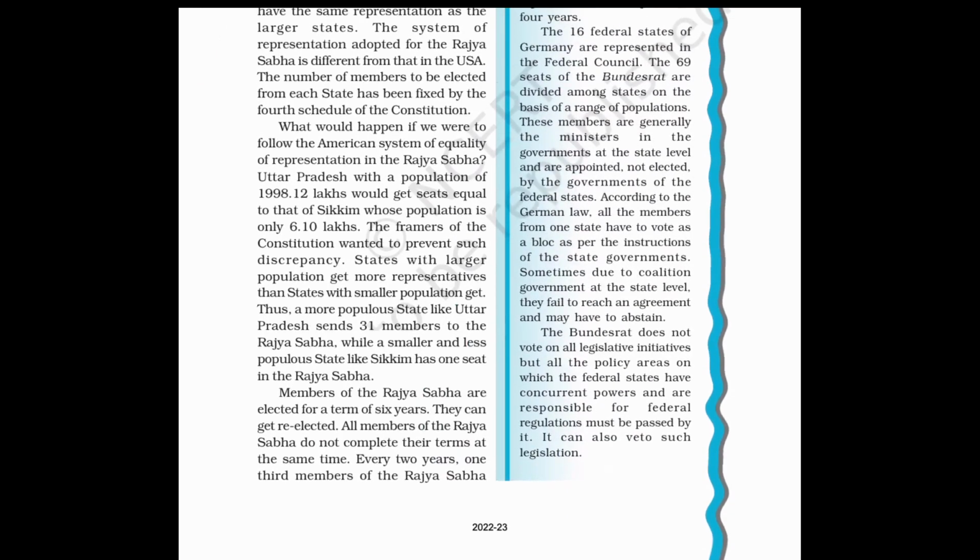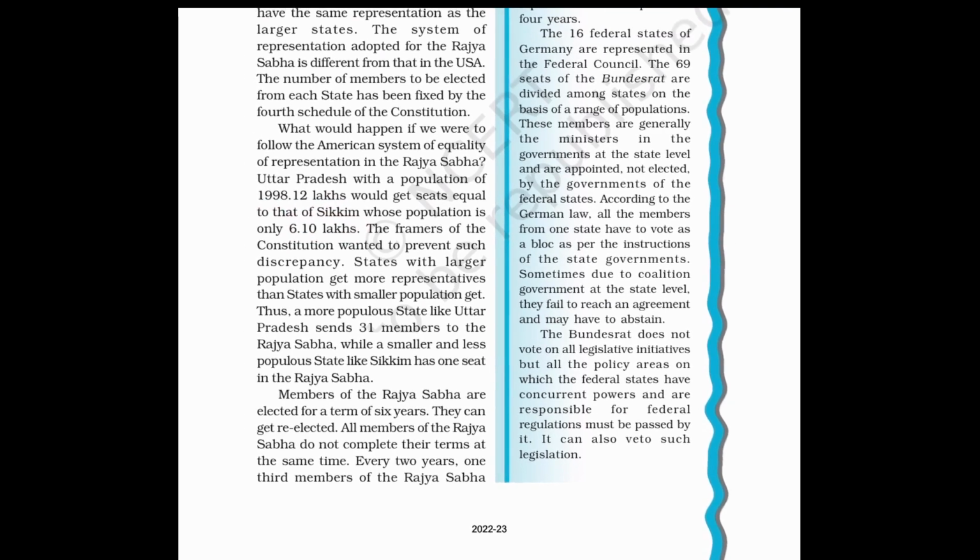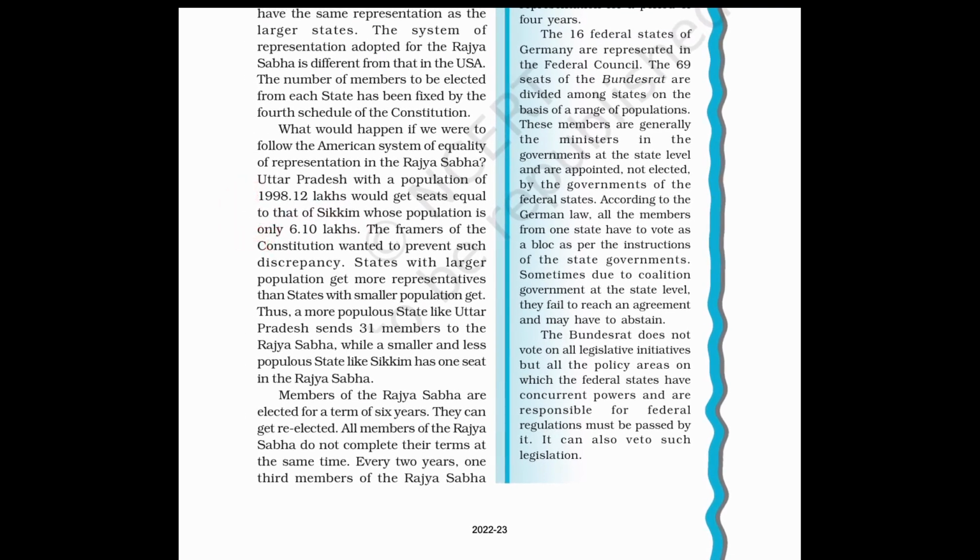So here we are not giving each and every state an equal representation. We are making sure, let's say उत्तर प्रदेश का अगर population कुछ इतना lakhs है, if we just do it equally it will get equal seats as that of Sikkim जिसका population कुछ इतना lakh है. So here it is 1998.12 lakhs, here it is only 6.10 lakhs. Does it make sense to give them equally? So this is what the constitution makers decided, that we have different kinds of population in different states. So accordingly, we will allot them the seats. Share उसी हिसाब से होगा, that is your proportional representation.